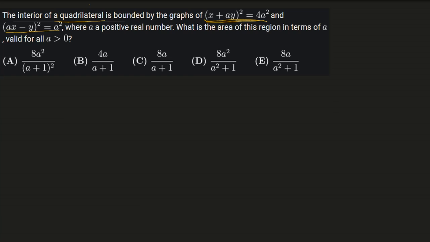And then let's look at these two equations. Each equation is in the format of a square of an expression equals a square of another expression. Therefore, we can simply take square roots on both sides. Let's take the second equation, for example. If we take a square root on both sides, the equation will be ax minus y equals plus and minus a. That is obviously a linear equation, which defines 2 parallel lines, right?